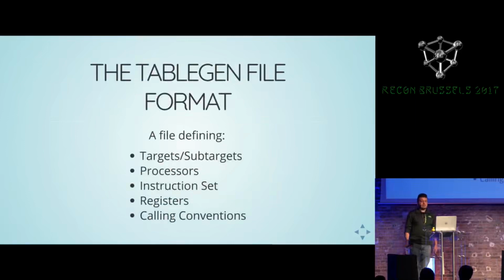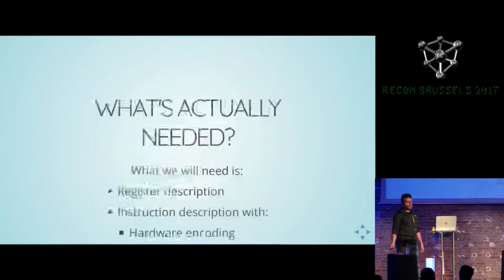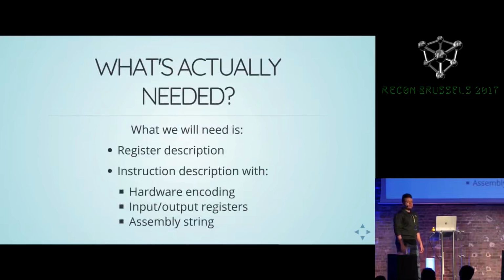The table.gen file format. It's a file containing targets, sub-targets, processors, the instruction set, registers, and calling conventions. But in our case, we won't need the calling conventions. After all, we're just generating a disassembler. We won't do any compilation. We don't need the instruction selection patterns, which LLVM needs to convert from the IR to the final assembly. And we won't need the many flags. What we will need is the description of the registers and the description of the instructions with the hardware encoding, the input-output registers, the operands, and the assembly string.